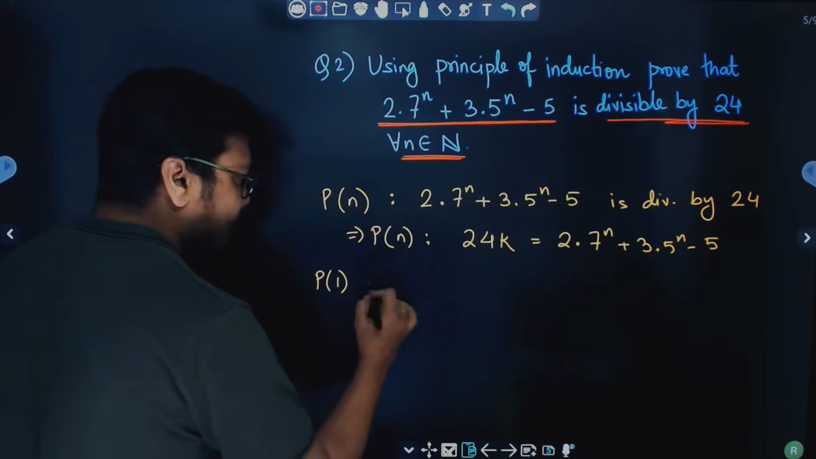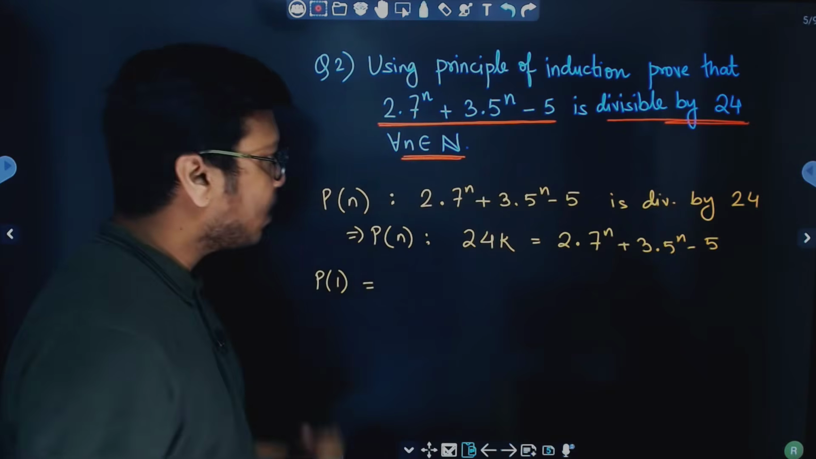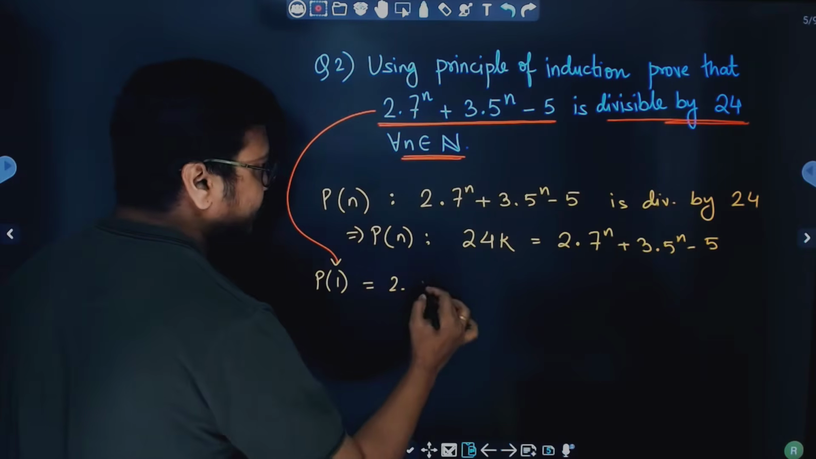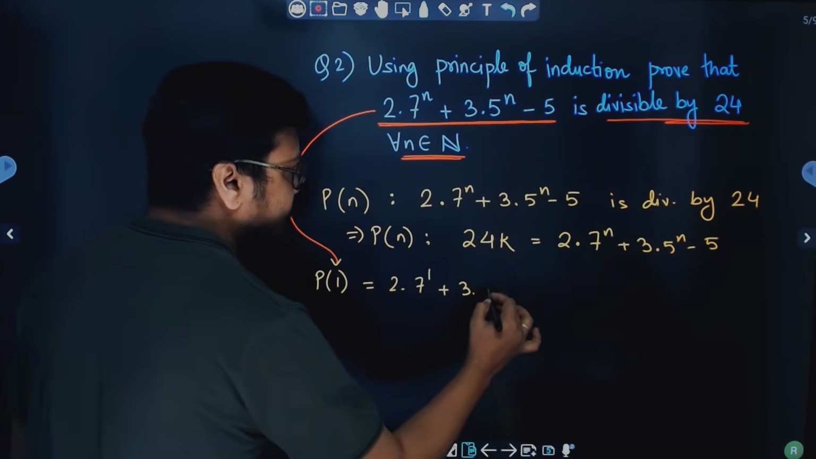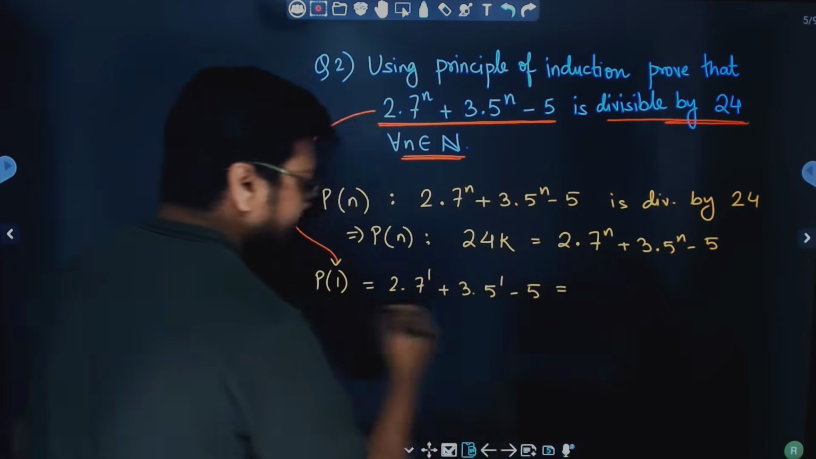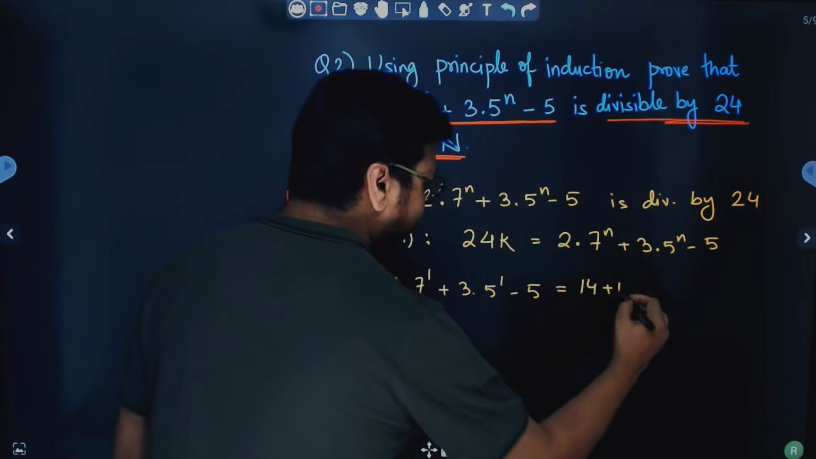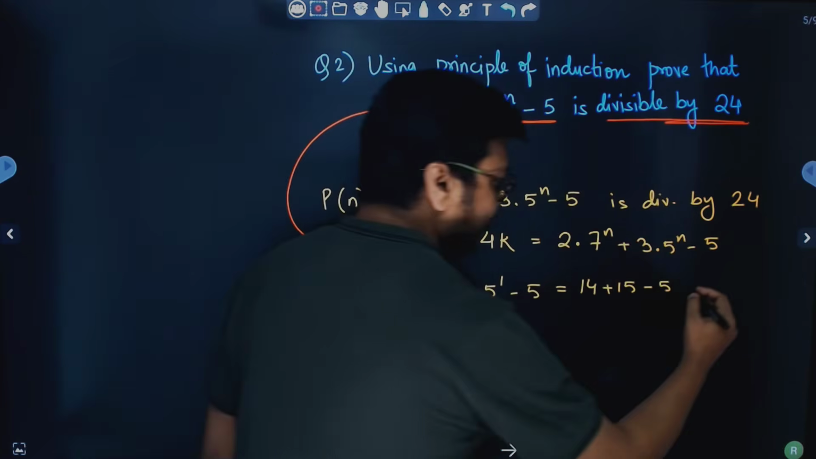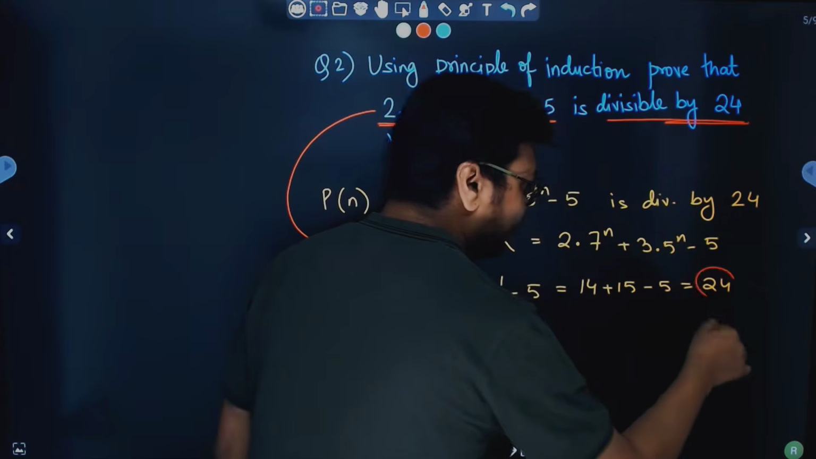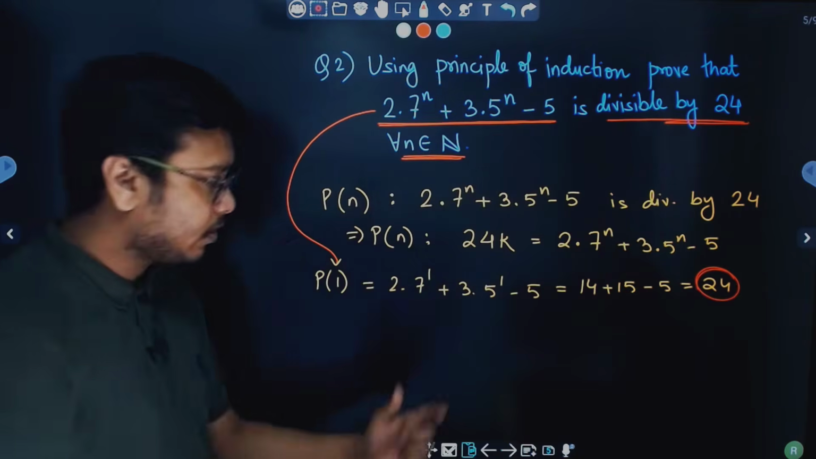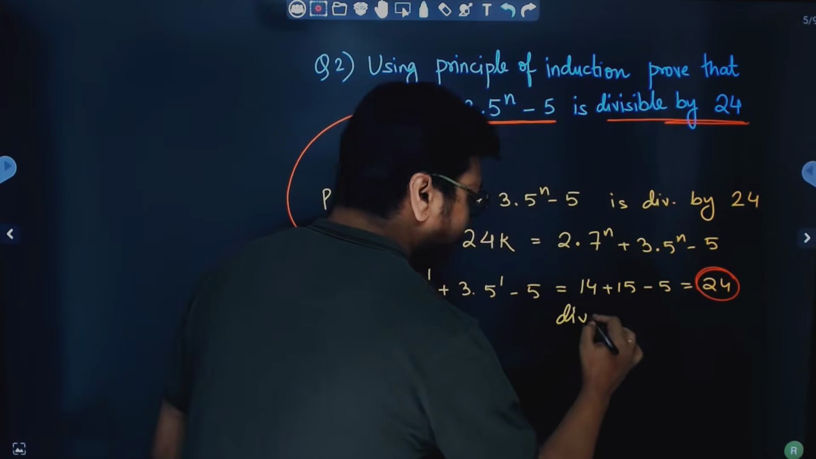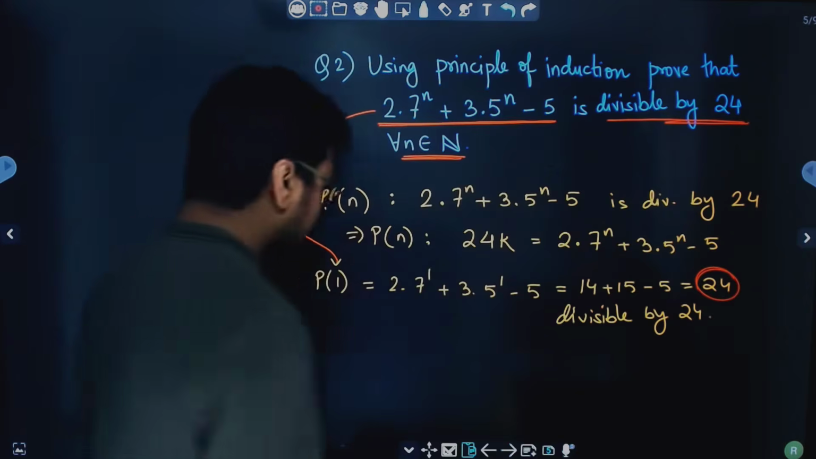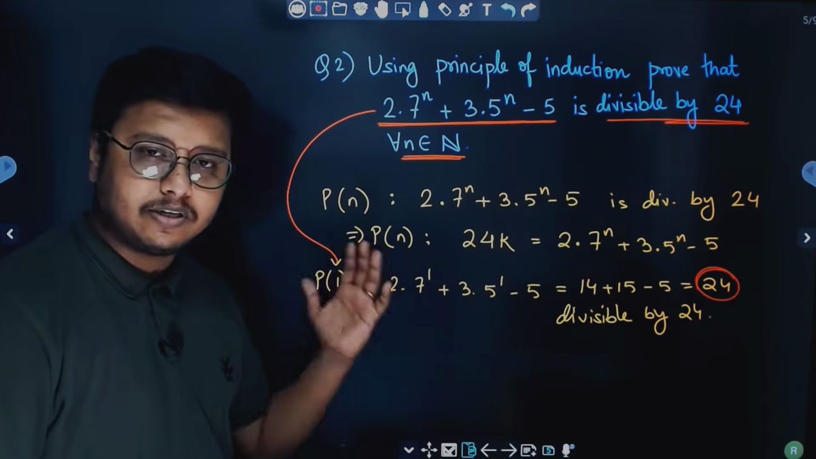So P of 1, if I put n value 1 right over here, then I will be getting 2 times 7 to the power 1 plus 3 times 5 to the power 1 minus 5, and that would be 14 plus 15 minus 5, and that would be 14 plus 10, so that's 24, and obviously it's divisible by 24, right? So our n equals 1 statement is true.